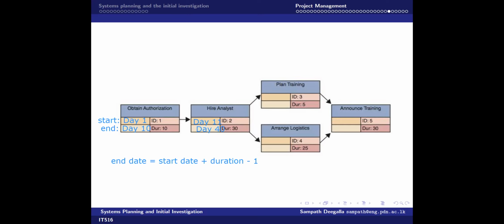Now you know that plan training and arrange logistics are both waiting until the hire analysis task is finished. Right? Ratnayaka, can you tell me what should be the starting date for plan training? 41. Yes, since we are finishing day number 40, I will put only 41 because of the space problem. The starting date will be day number 41.